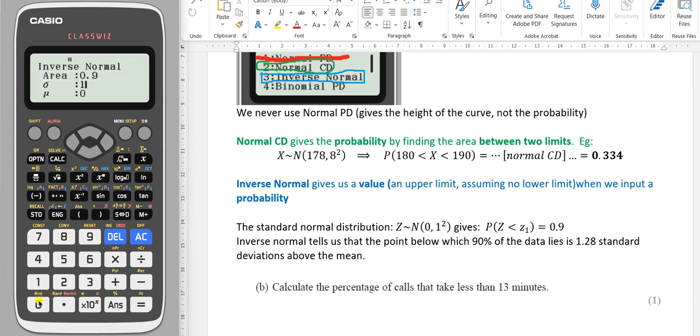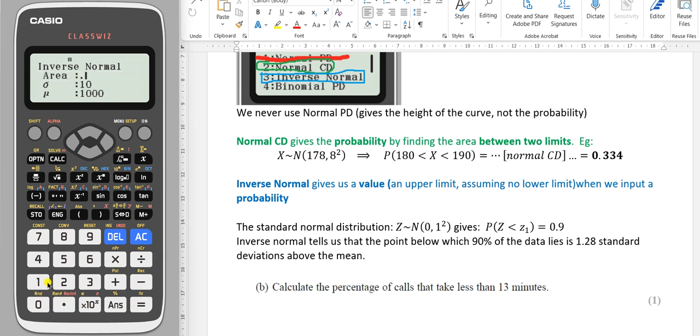If I change the standard deviation to 10, you'd find this turns into 12.8. It's still 1.28 standard deviations above the mean. What if the mean was actually 1,000? Then instead of 12.8, it's 1,012.8. It's still 1.28 standard deviations above the mean.